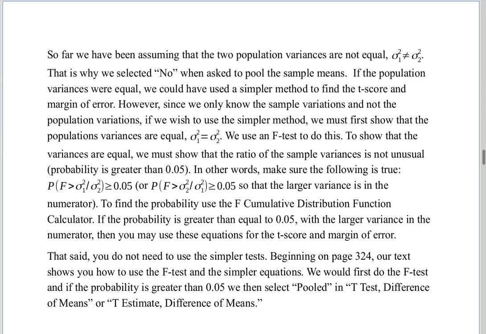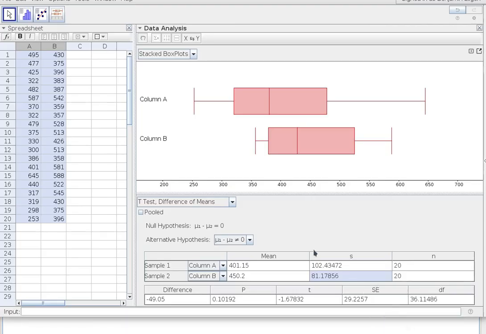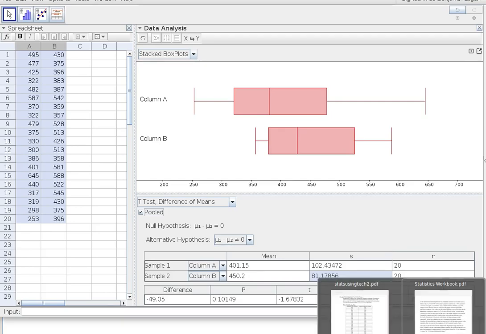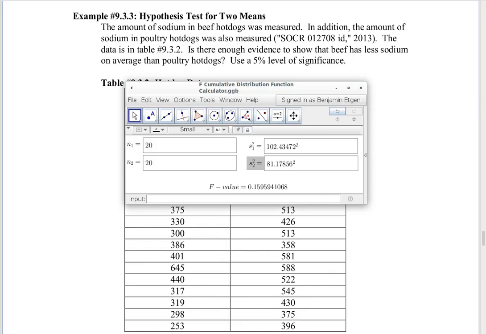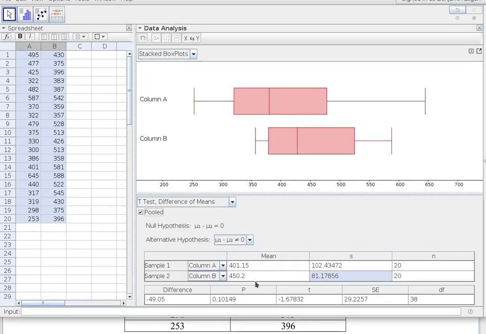That means that we can pool the sample means. So when we go back to that t-test, we can pool those sample means. Now, before you look at the p-values and the t-values, let's remind ourselves that this is a hypothesis test. We've got the null hypothesis, but we also need the alternative hypothesis. So let's go back to the text itself. And actually, before we do that, let's remind ourselves of the means here.